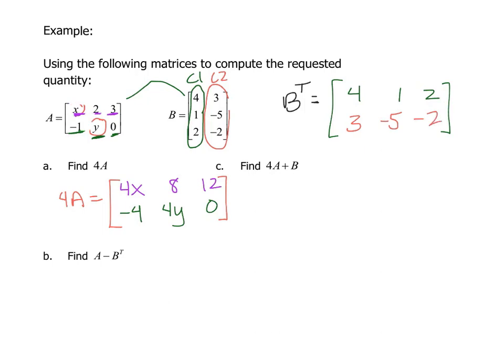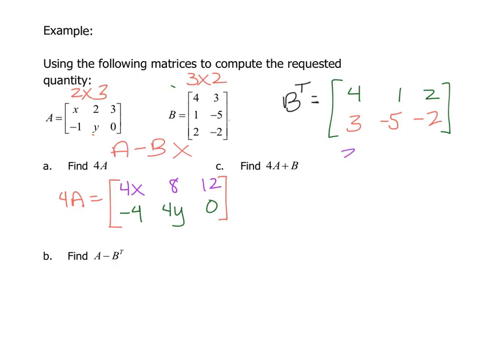One thing to notice here is that if I were trying to add or subtract matrices A and B, like if I were trying to do A minus B, I wouldn't be able to do that because this is a 2 by 3 matrix and this is a 3 by 2 matrix. So they're not the same size. I can't do that. However, matrix B transpose has 2 rows and 3 columns. So matrix A and matrix B transpose are the same size. So I will be able to do that matrix operation.